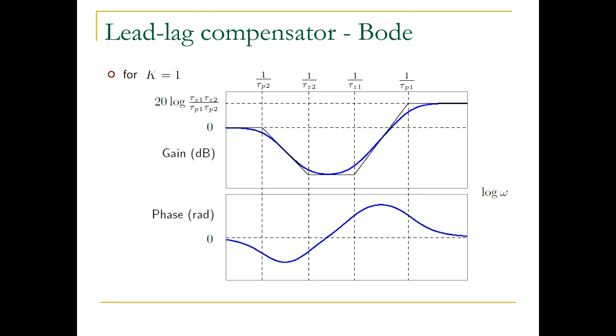How would we do that? We will place one corner frequency of the lead compensator on the left-hand side of the desired crossover, and the other one on the right-hand side. Why is that? Because I want the bump of the lead to be exactly at the place where the new crossover frequency will be. Does that make sense?